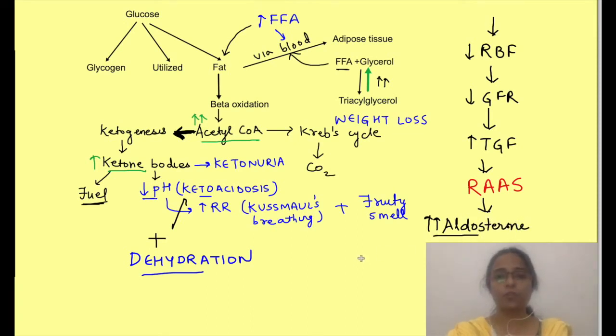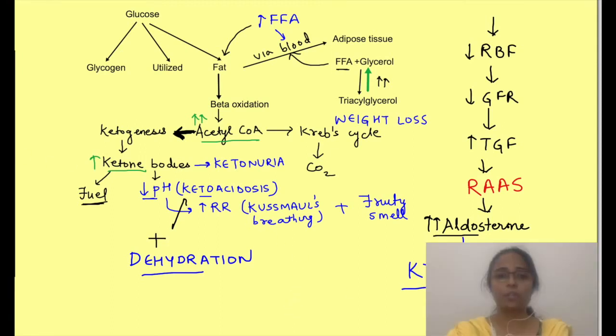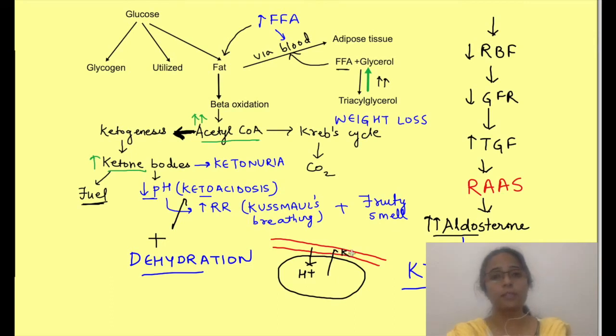Since function of aldosterone is absorption of sodium and excretion of potassium, it leads to increased potassium loss from the body. Now here is a paradox that despite potassium loss from the body, if we check plasma potassium concentration, that may appear to be normal. Why? Because when acidosis occurs, what happens is hydrogen ions start entering the cells, and this is accompanied by movement of potassium out of the cells, thus giving false information about plasma potassium levels. So that was about ketoacidosis.